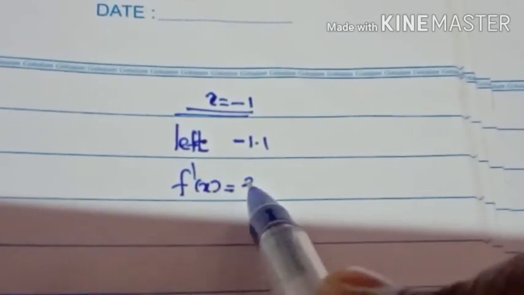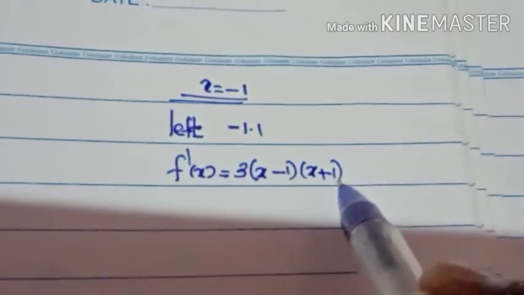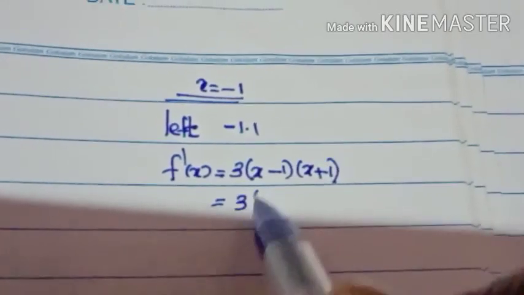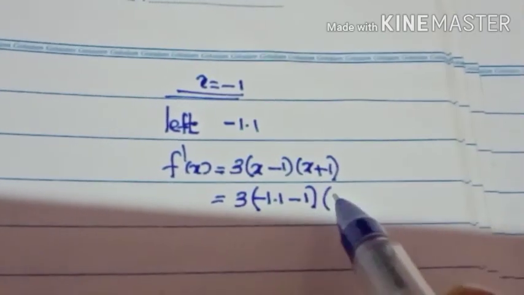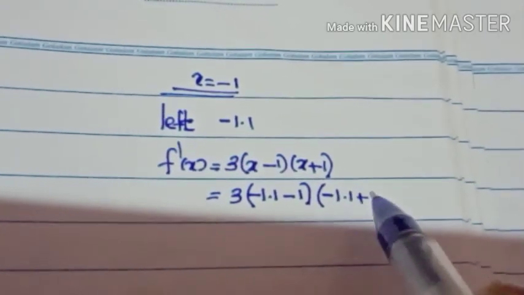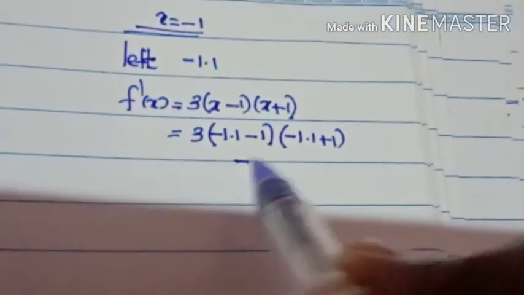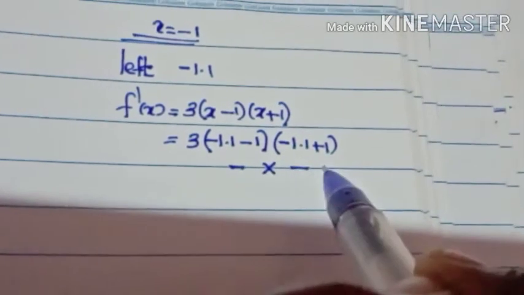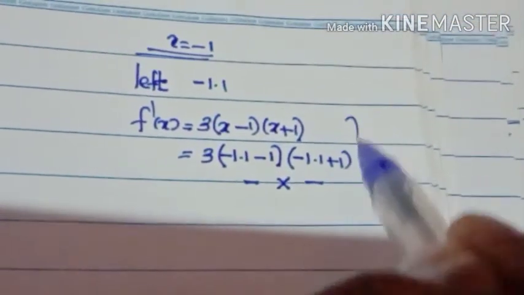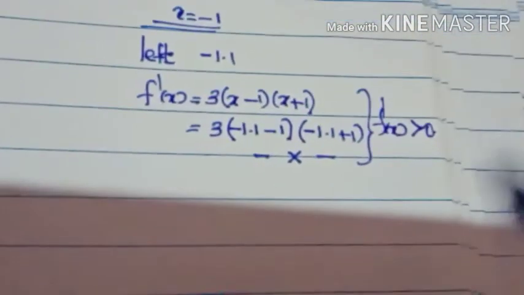f dash of x equal to 3 into x minus 1 into x plus 1 becomes 3 into negative 1.1 minus 1 into negative 1.1 plus 1. On solving, you can see that this is negative and this is also negative. So negative into negative is positive. So in this case, f dash of x is greater than 0.